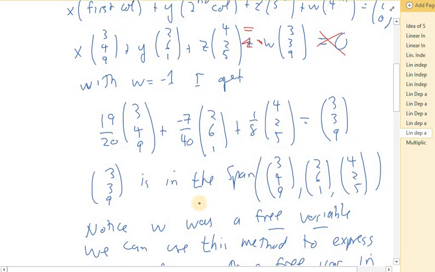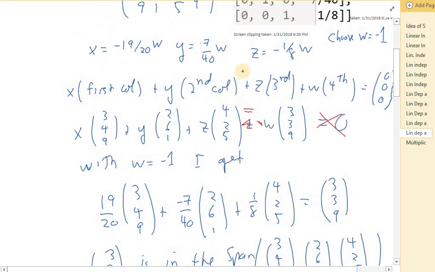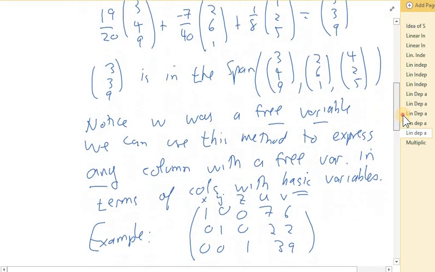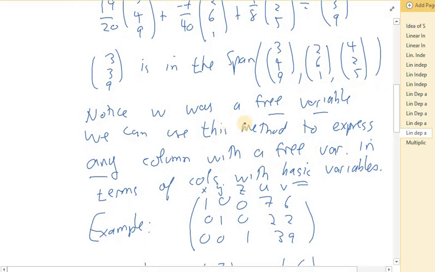So in this case, I do get this linear combination, this 19/20, minus 7/40, and 1/8. That comes from setting w equal to minus 1 in this system. So we can use this method to express any column with a free variable in terms of columns with basic variables. Okay. So here's another example that I just cooked up.